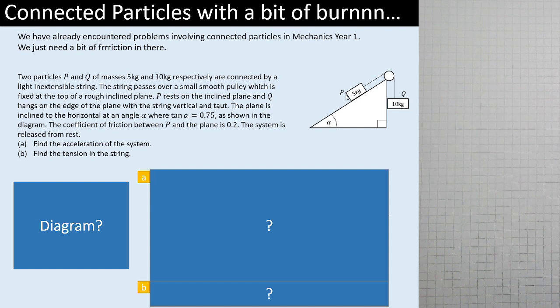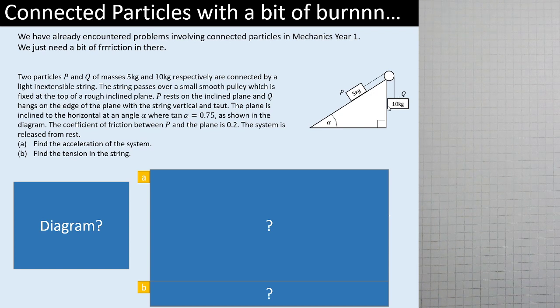The P particle rests on the inclined plane, and Q hangs over the edge of the plane with the string taut. Okay, so the string is already tight. Okay, the string is not going to go any further than where it already has. Okay, so just in case we missed anything there, the string is tight. It's not going to be getting any longer, and Q is hanging off of the edge of the inclined surface.